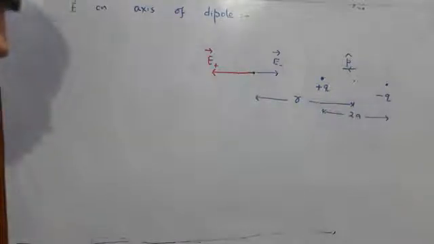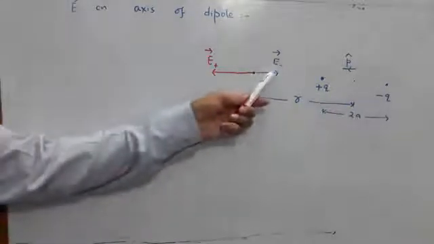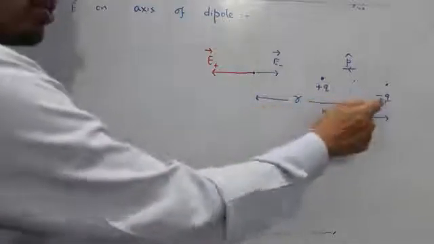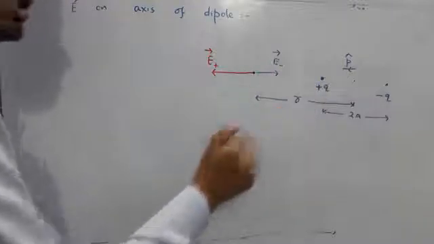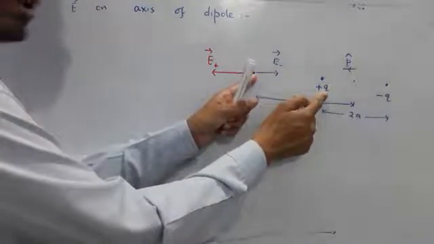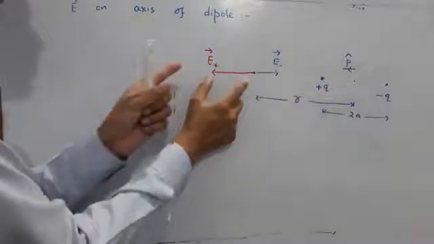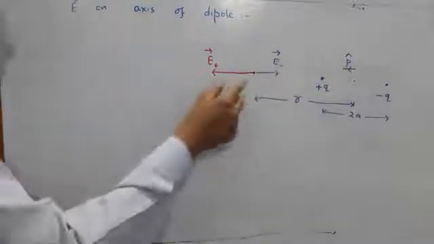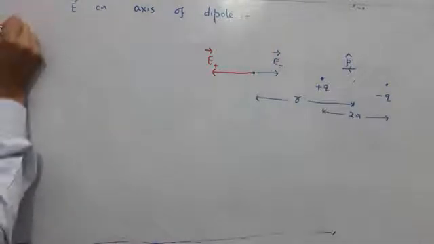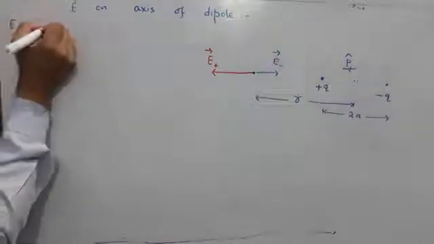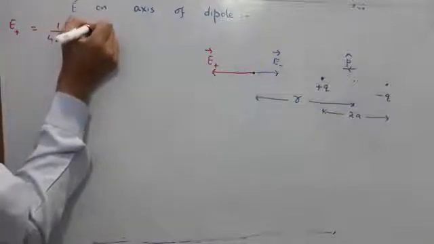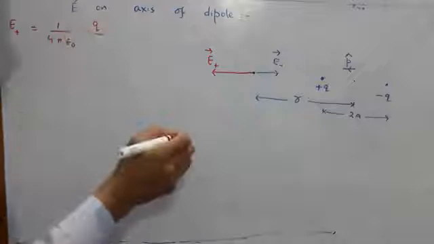Let's see their values. If you note carefully, I have drawn this blue arrow smaller. Reason: the distance from minus q to this point is large, whereas the distance from plus q to this point is small. Since this distance is small, the electric field must be large. So they will not cancel completely, but there will be partial cancellation. So what is the value of the electric field due to the positive charge? It will be 1 upon 4 pi epsilon naught, charge q divided by distance square.